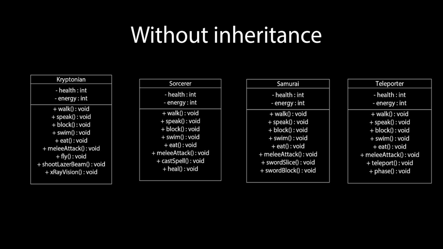In addition, the hero classes would have the abilities specific to them. For example, a Kryptonian would have the methods fly, shoot laser beams, and X-ray vision. The other classes would go about doing things the same way. Each method would consist of many, many lines of code.